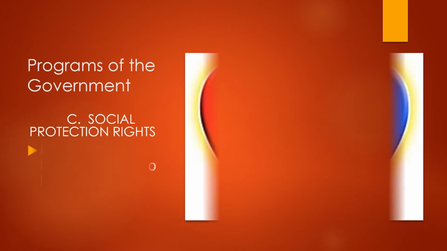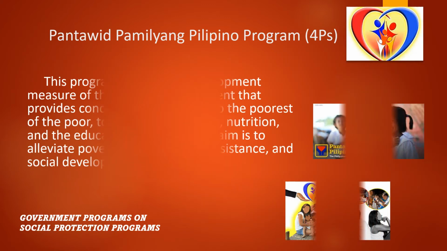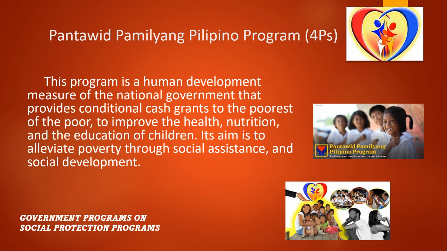Social protection rights: Pantawid Pamilyang Pilipino Program, 4Ps. This program is a human development measure of the national government that provides conditional cash grants to the poorest of the poor to improve the health, nutrition, and the education of children. Its aim is to alleviate poverty through social assistance and social development. You know this, and you can relate to this, because you might be a beneficiary of it. So how was it being a Pantawid Pamilya beneficiary?